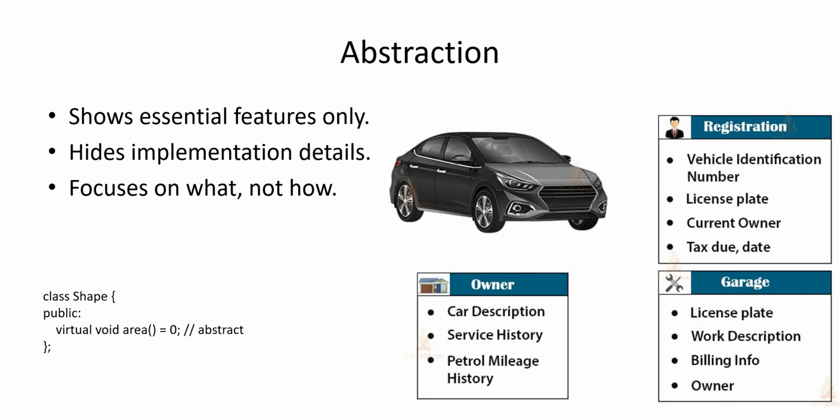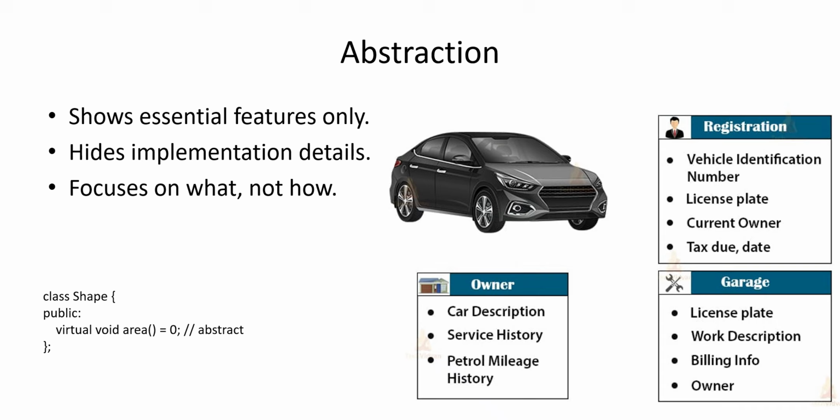Now let us understand abstraction. Abstraction means showing only the essential features and hiding the implementation details. In other words, it focuses on what the object does, not how it does it. The slide gives an example using an abstract class Shape, where the method area is declared as a pure virtual function. This means Shape is an abstract class and it cannot be instantiated directly. Only derived classes like circle, rectangle, etc. will implement the area method.